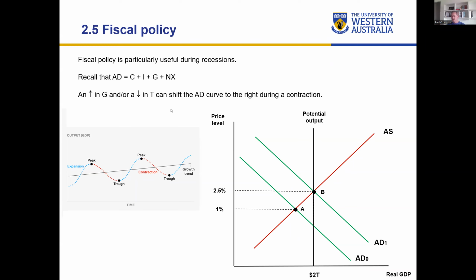So that's pretty much what fiscal policy is about, an increase in government spending or a cut in taxes. Of course, if the aggregate demand curve shifts to the right, the government could do the opposite to shift the aggregate demand curve back to the left. It could cut government spending or increase taxes. Okay, that's how it works.